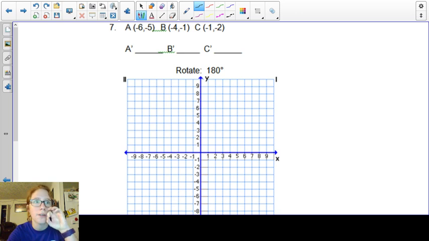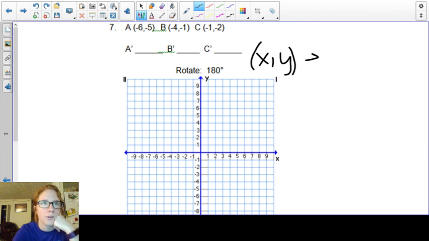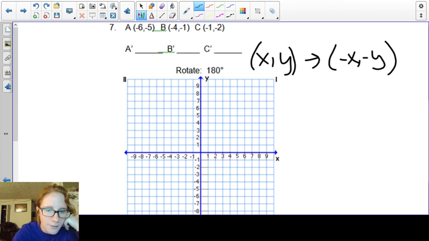All right, for rotations, when we're going to go 180 degrees, my x, y will turn into negative x, negative y. So let's go ahead and plot my originals. I'm at negative 6, negative 5. I'm at negative 4, negative 1. And I'm at negative 1, negative 2.